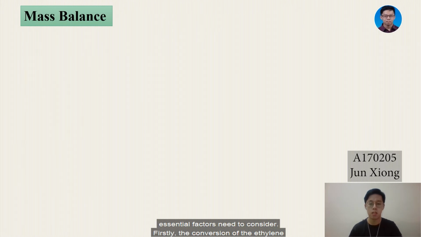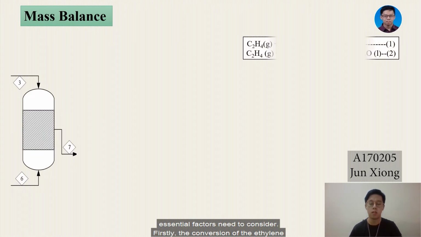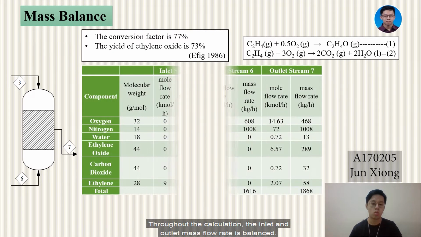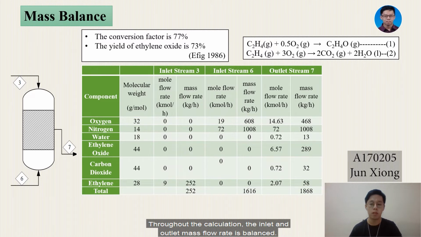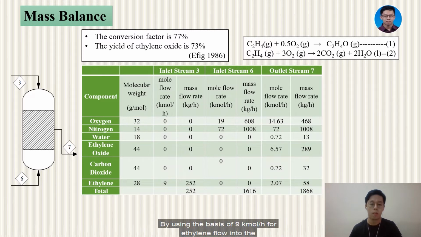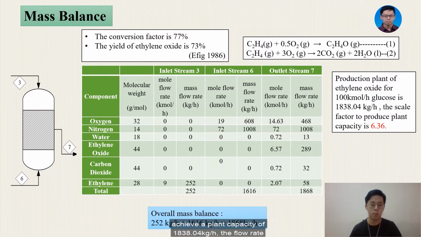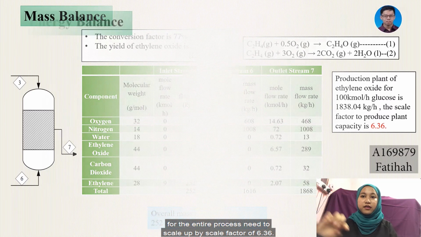In the mass balance part, several essential factors need to be considered. Firstly, the conversion of ethylene to ethylene oxide is 77%, while the yield of ethylene oxide is around 73%. Throughout the calculation, the inner mass flow rate and outer mass flow rate for the whole process are balanced. By using the basis of 9 kmol per hour for ethylene flow in the reactor, 289 kg per hour of ethylene oxide is obtained throughout the whole plant. To achieve a plant capacity of 1838.04 kg/h, the flow rate for the entire process needs to be scaled up by a scale factor of 6.36.